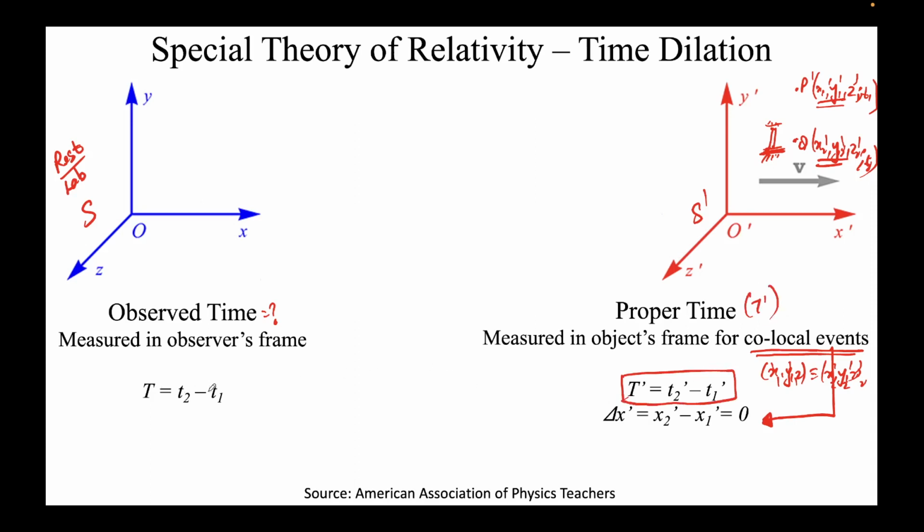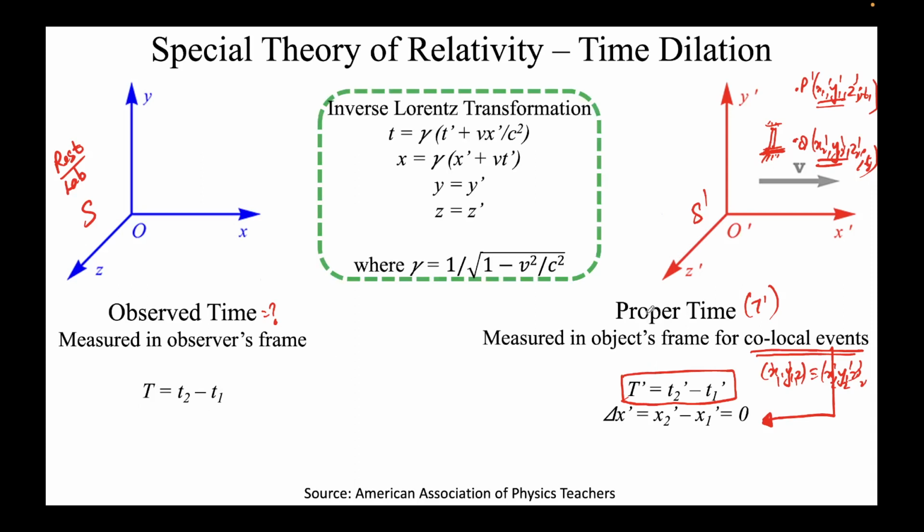Now we need to know this. So how do we calculate non-prime from prime entities? Simple. We use inverse Lorentz transformation. So what I need to do is calculate t2 in terms of t2 prime. So I'll write gamma (t2 prime plus v x2 prime over c squared). I have just put 2 here, okay?